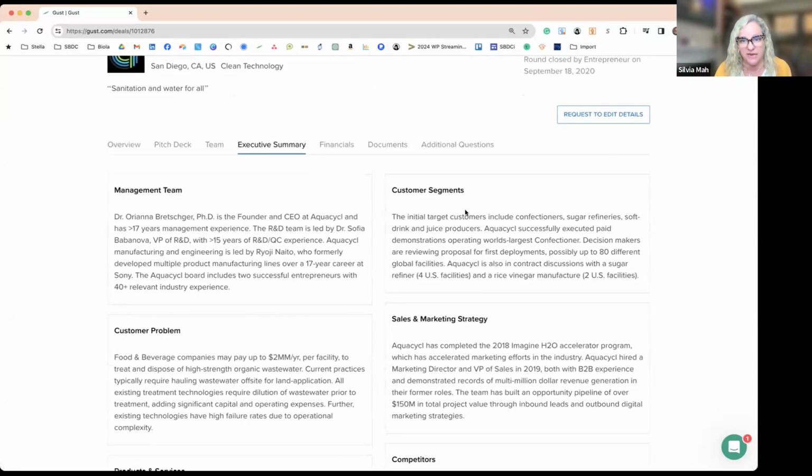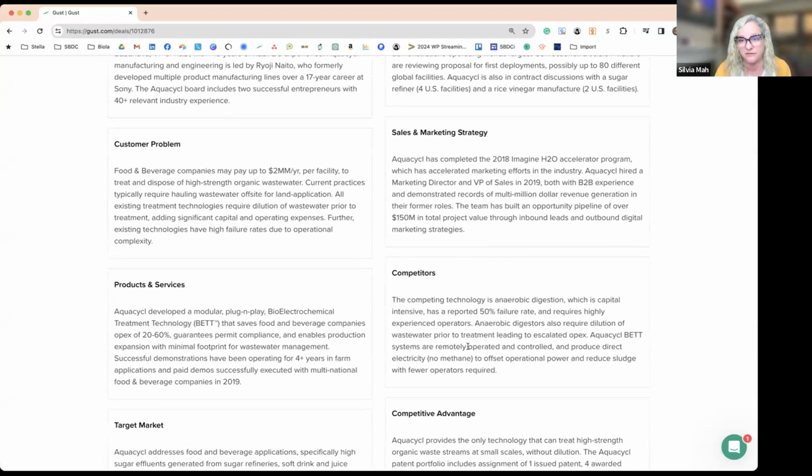Then up here, customer segments, sales and marketing, competitors, right? She took the approach of saying the competitive technology is anaerobic digestion, which is capital intensive, and anaerobic digesters. So you can also put the two or 3 competitors that you have at the highest level of competition, like maybe your direct competitors, and have them here. But she chose to do it more broadly, and that's okay. You're giving a snapshot here.